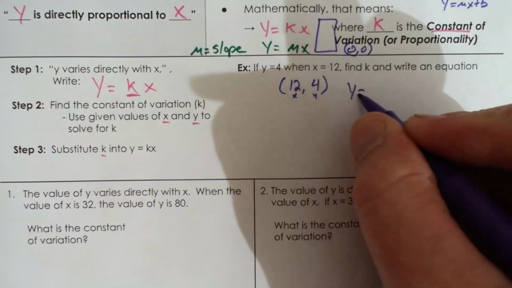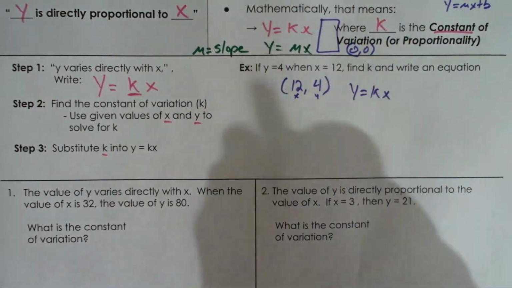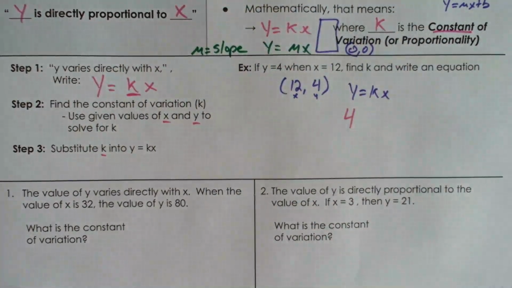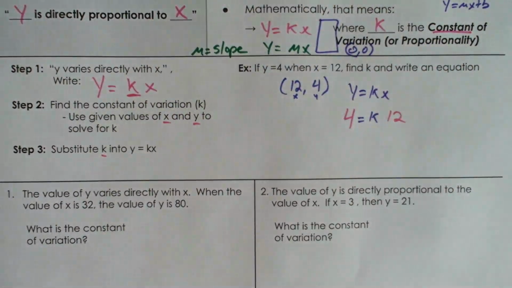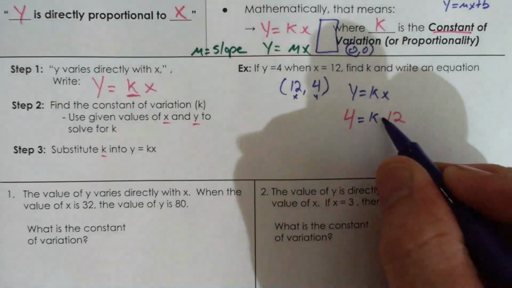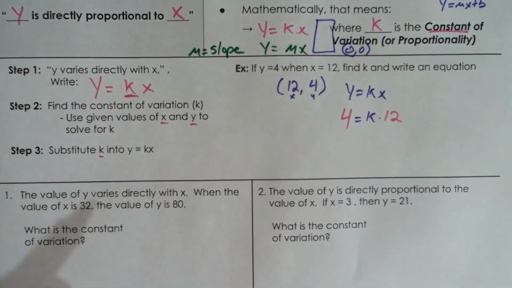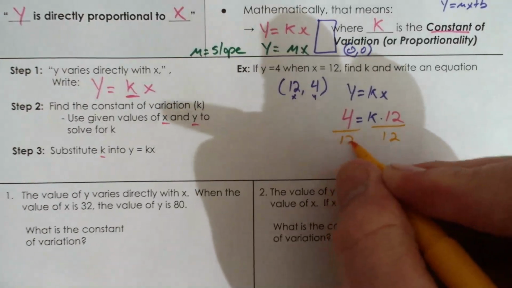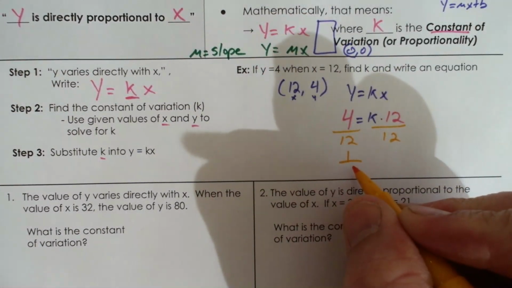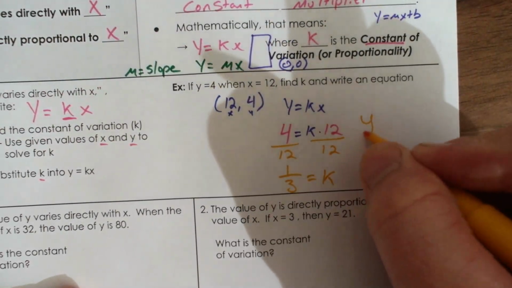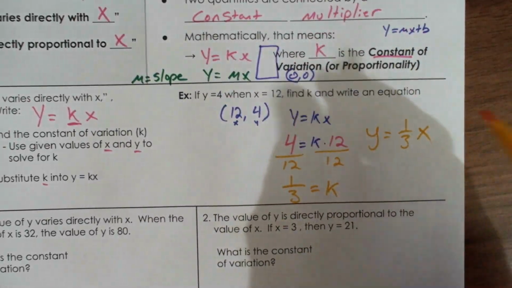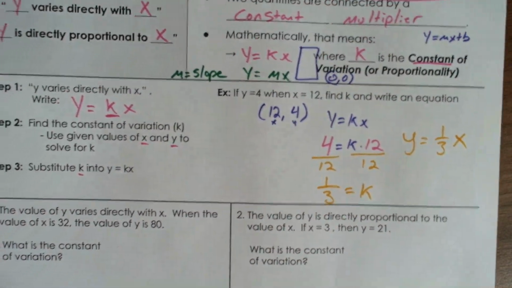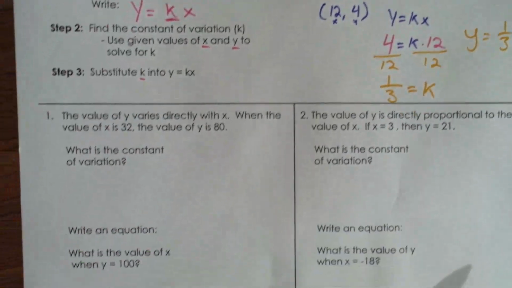So again, y equals kx. My y value is 4. I don't know what k is, and my x value is 12. So what's the opposite of multiplying here? Dividing. And 4 divided by 12 is 1/3. So my k value, or my equation, is y equals 1/3 x. Again, it's still multiplying here. It's just happening to multiply by 1/3, which is perfectly fine. That's just a decimal.